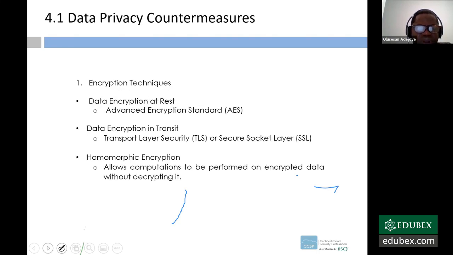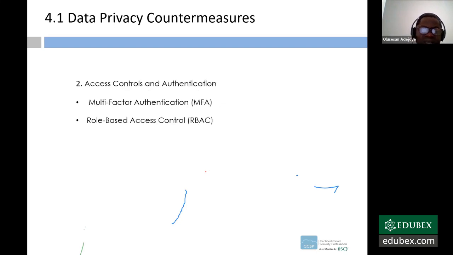They are very important. For encryption techniques, regardless of the state of data, whether the data is at rest, you need to encrypt it. The best way to encrypt data at rest is to use the Advanced Encryption Standard, which is symmetric encryption. When the data is in transit, you can use TLS. Don't use SSL, SSL is outdated, so use TLS. And also, you can use homomorphic encryption. Homomorphic encryption is a technique that allows us to work on encrypted data without decrypting it. That is one of the latest data privacy techniques. So you don't even need to decrypt the data. Once the data is encrypted, you can continually work on it as if it were decrypted.